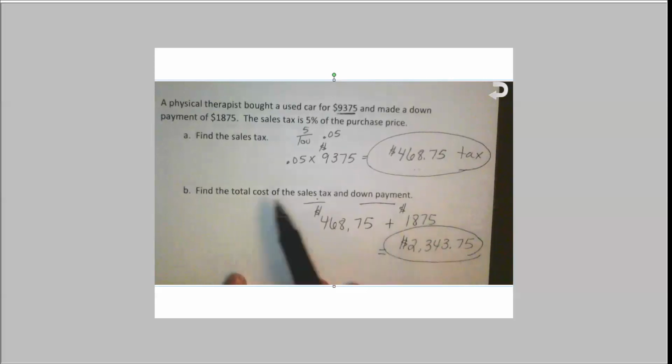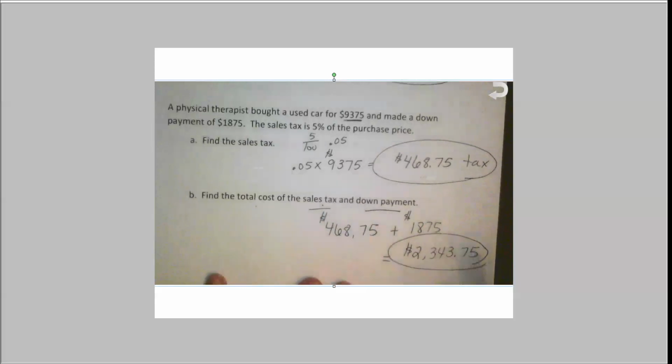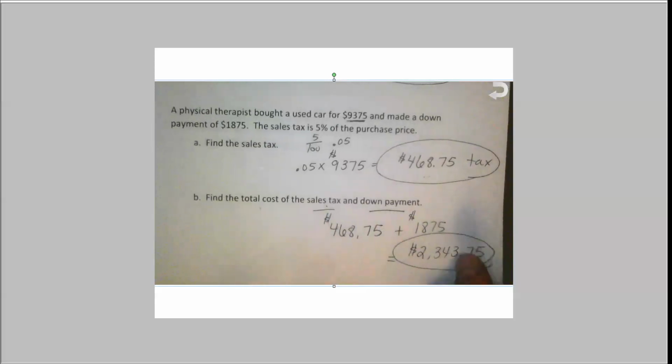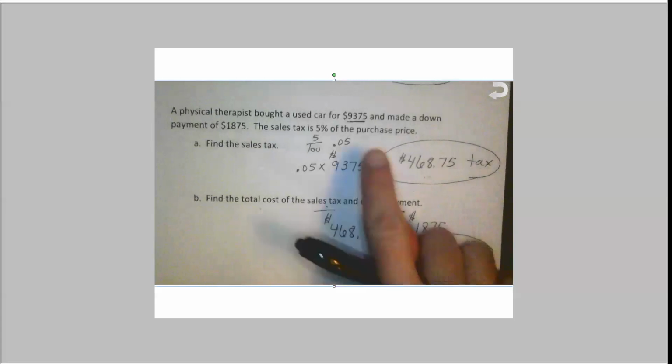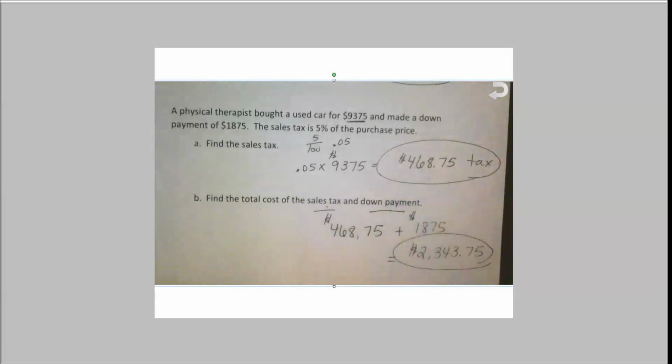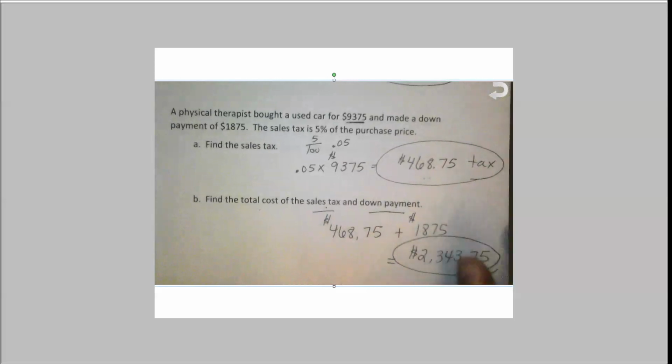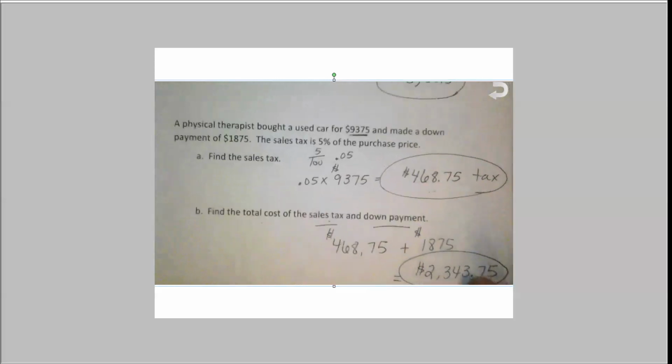So notice here, we're just totaling the sales tax and the down payment, not what would be left over when you subtract the down payment and add the tax. That's not what we're looking at here. So just total up those two amounts. You should have a question similar to that on your apply to this week.